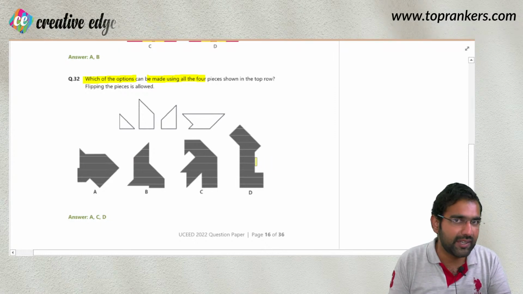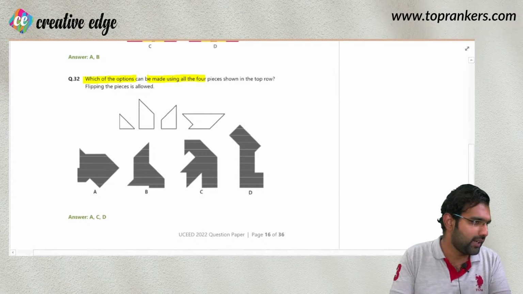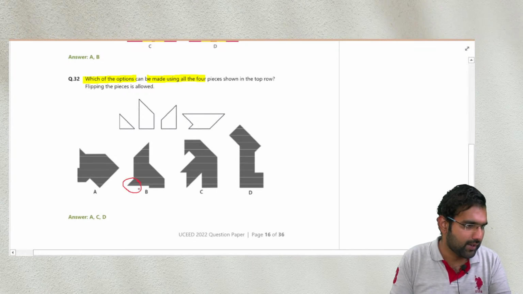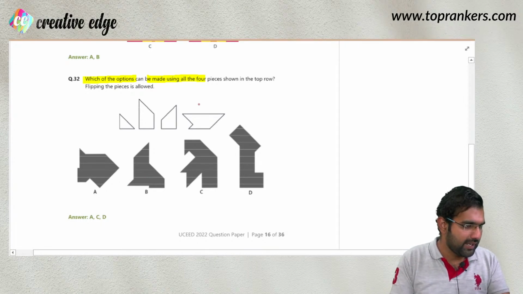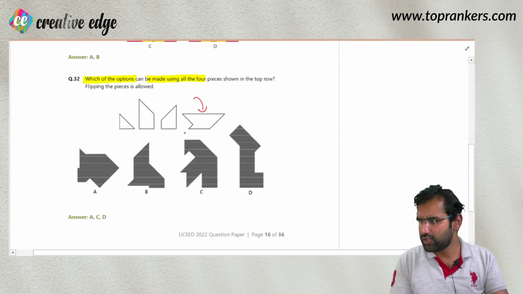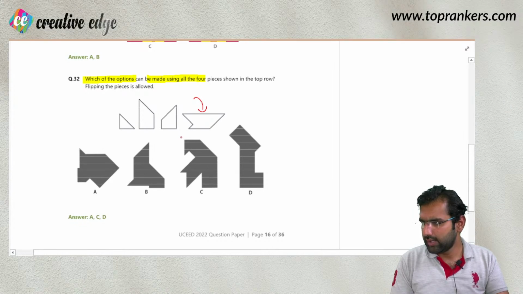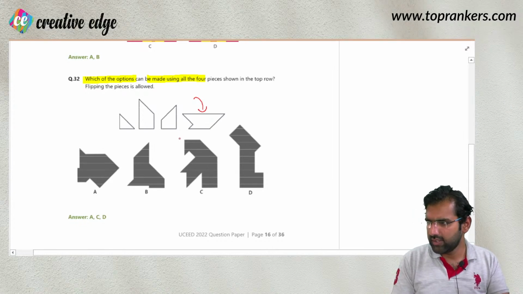So what we are claiming is option B cannot be made. The only reason was that a little space was sticking out here, which cannot be made. See, again, I am beginning with this biggest possible shape. So I think, yes, Sachin, it was an easy question.